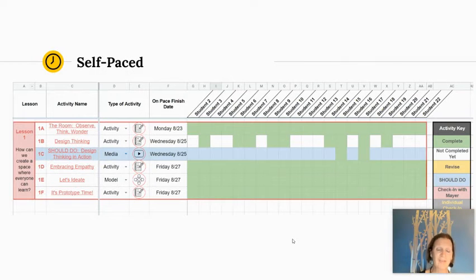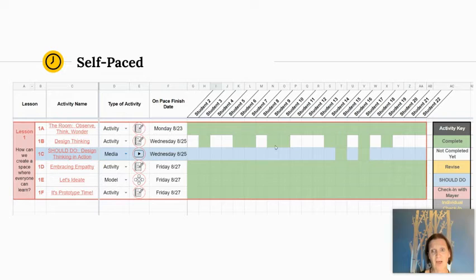We are self-paced, and the self-paced piece allows for kids to go back and continue to work on things until they understand. This is just an example of a progress tracker that the kids will be using this year to really understand where they are and what they need to work on in class. So these would be some examples of different activities. And then we have a key over here.